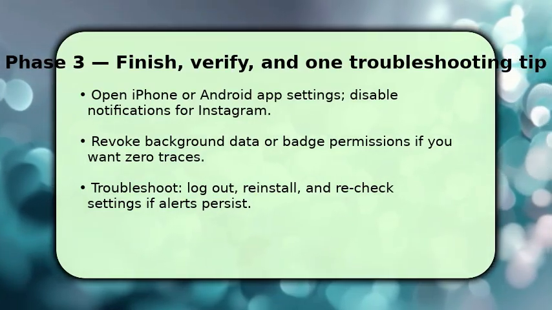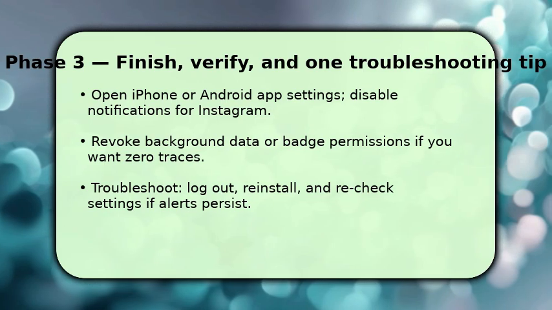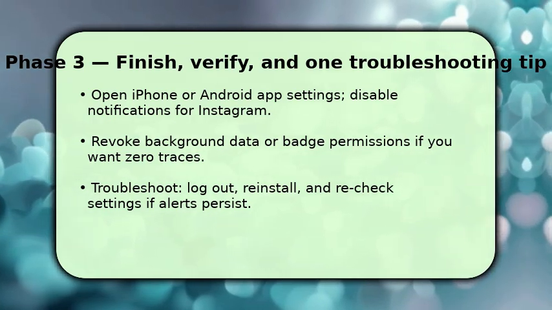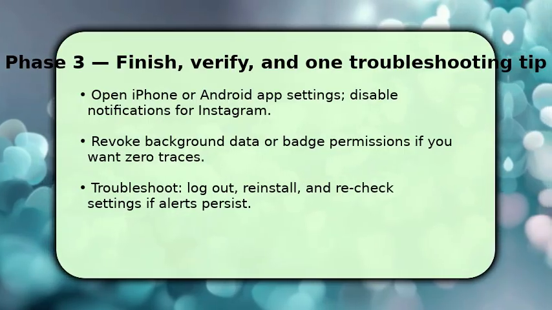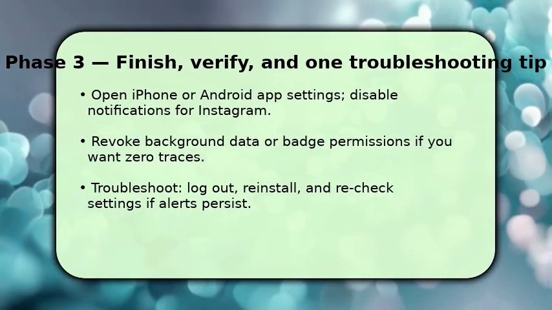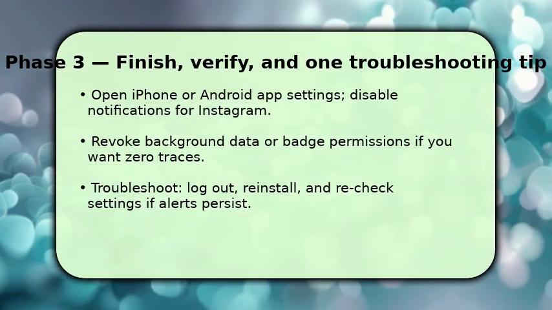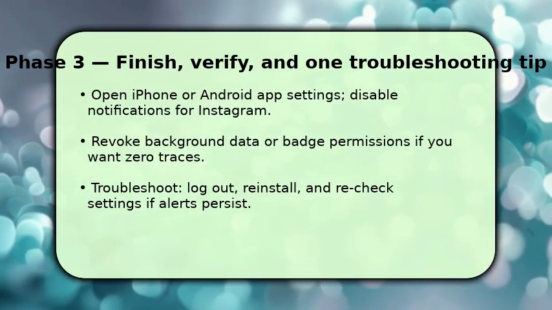Settings, right arrow, Apps, right arrow, Instagram, right arrow, Notifications, then disable all. On iPhone, use Notifications, right arrow, Instagram, right arrow, toggle off. On Android, turn off all channels and badges. If you want no background activity, revoke background data or badge permissions.